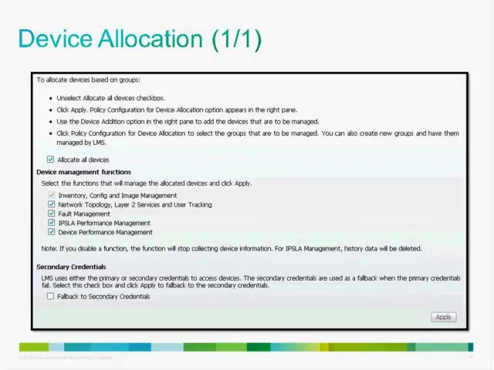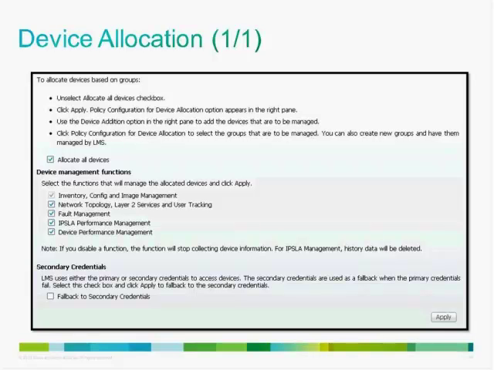So now in this slide, you can see that these are the main management functions of CiscoWorks: inventory and config management, topology services, fault information, IPSLA, and device performance management. So under these 5 main category devices, the functions are segregated.